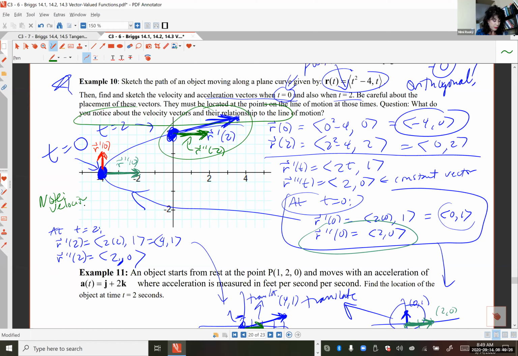And you better get this key point. Velocity vectors are always tangent to the line of motion. Velocity vectors are always tangent to the line of motion. That is a key fact, people. Please never lose sight of that fact until the final exam.